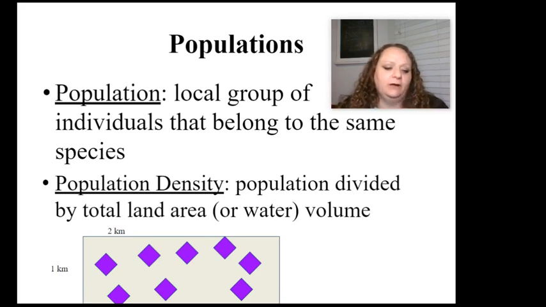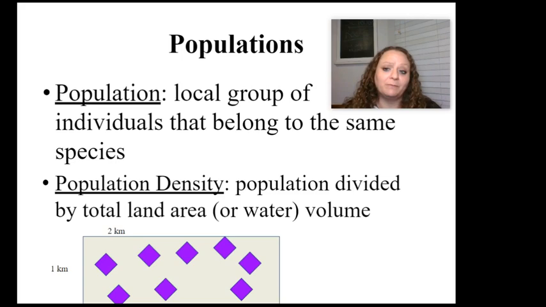So the example that I've given you here is an area that's 1 kilometer by 2 kilometers. So that is going to be, if you multiply 2 by 1, you get 2 kilometers squared. If we look at the purple diamond organisms that live there, there's 8 of them. So there's 8 per 2 kilometers squared. We divide that out. That means we have 4 diamonds per kilometer squared. That's a population density. And a lot of times we can determine how healthy an environment is by that population density or by how many organisms are in a population.